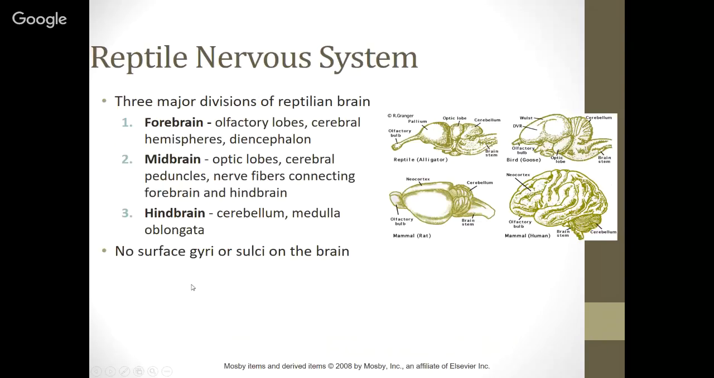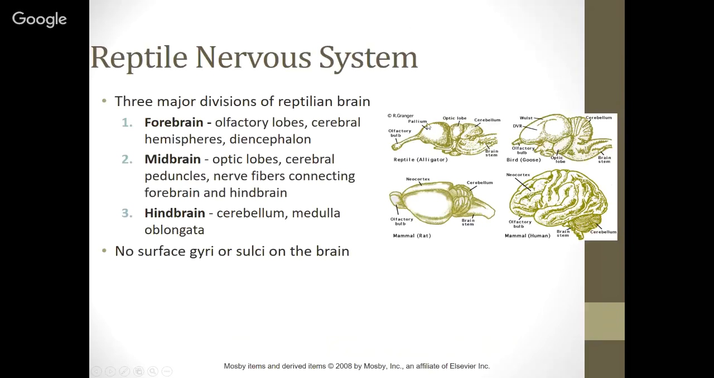The nervous system. There are three major divisions of the reptilian brain. There's the forebrain, which has the olfactory lobes, the cerebral hemispheres, and the diencephalon. There's the midbrain, which has the optic lobes, the cerebral peduncles, and the nerve fibers connecting the forebrain and the hindbrain. And then the hindbrain has the cerebellum and the medulla oblongata. There's generally no surface gyri or sulci on the brain. That means there's not a higher level of thought. So the smoother it is, the less higher-level thinking is going on.